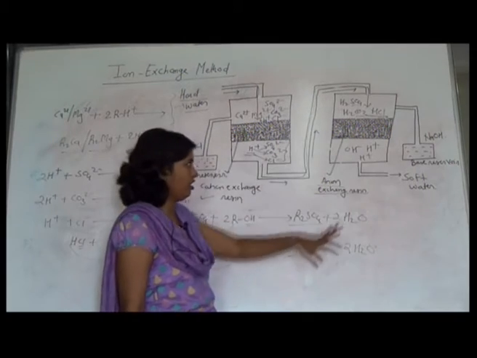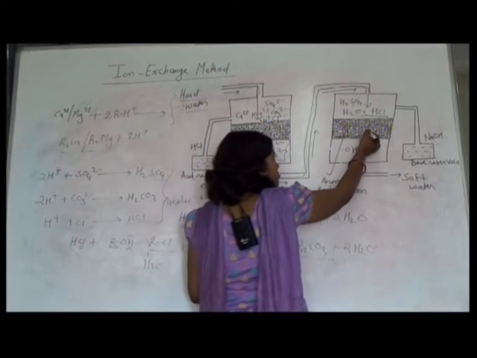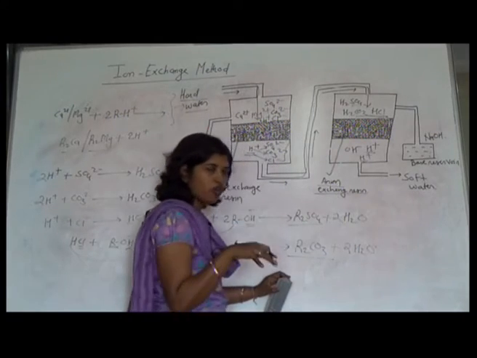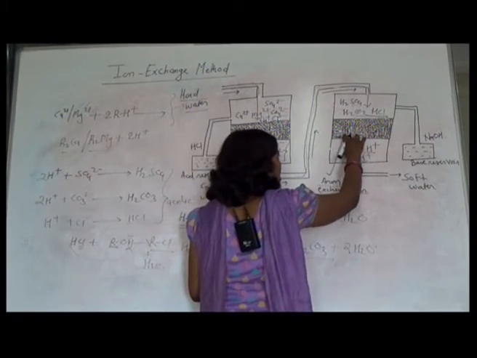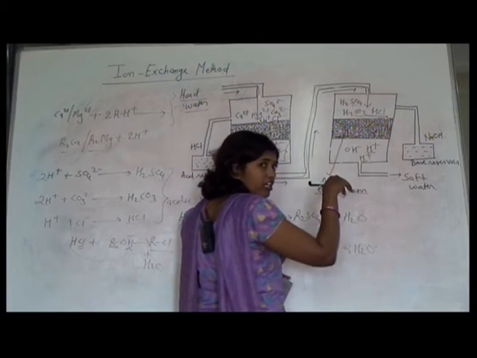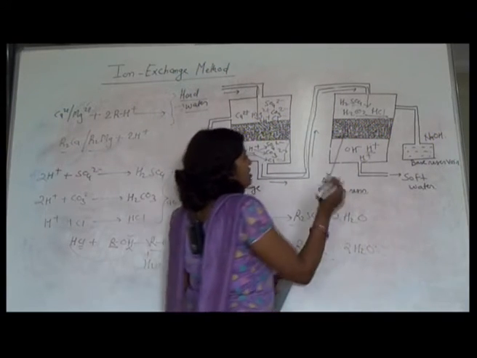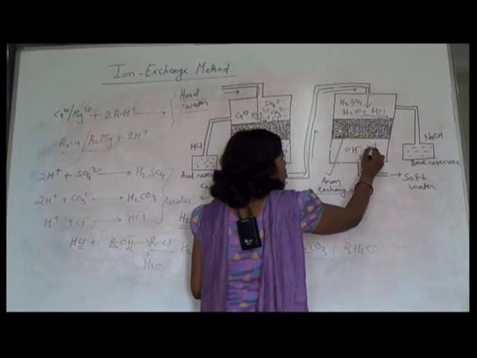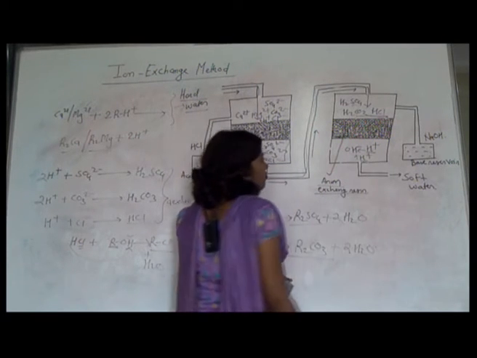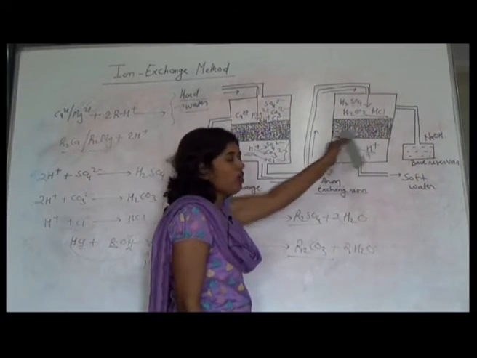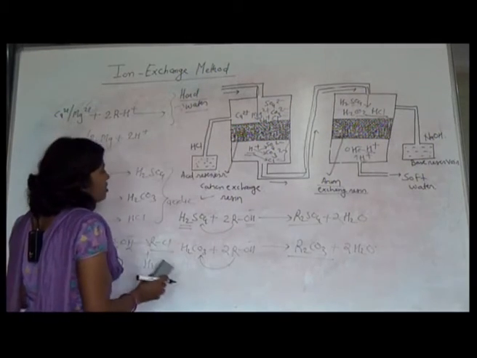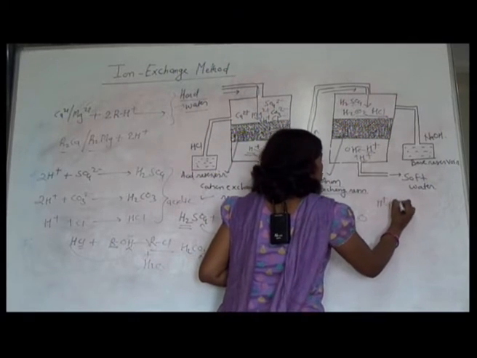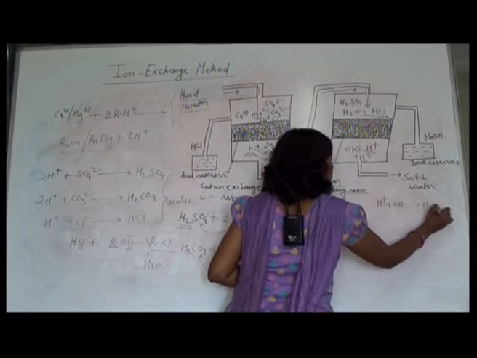from the water, and it leaves H positive ion in the outgoing water, and OH negative ion is added to the water from the resin. As a result, the water contains H positive and OH negative, which means there is formation of water. H positive plus OH negative gives water.